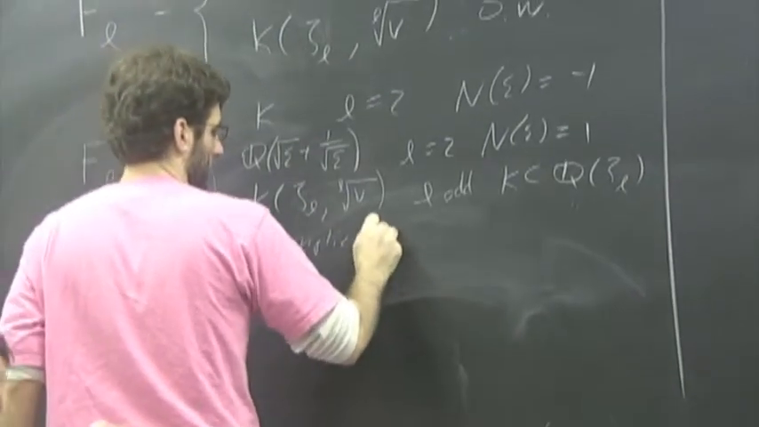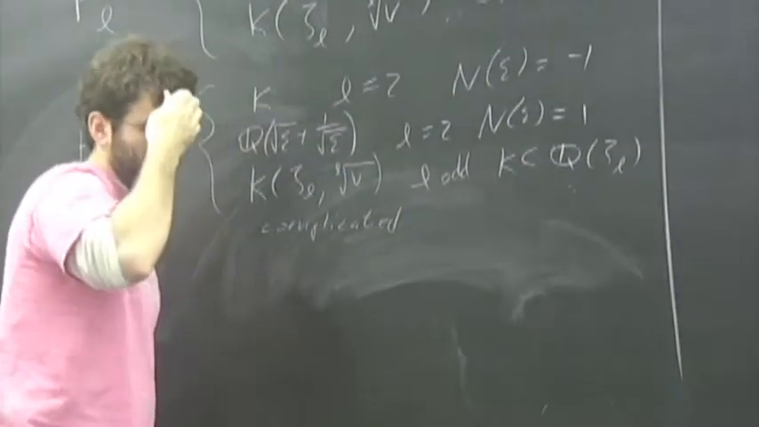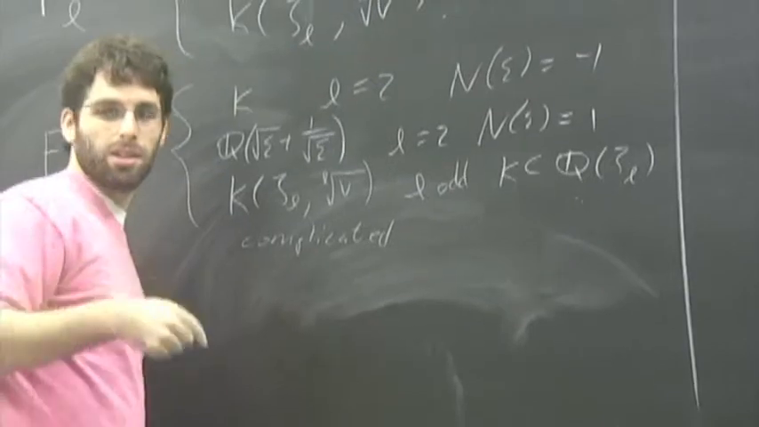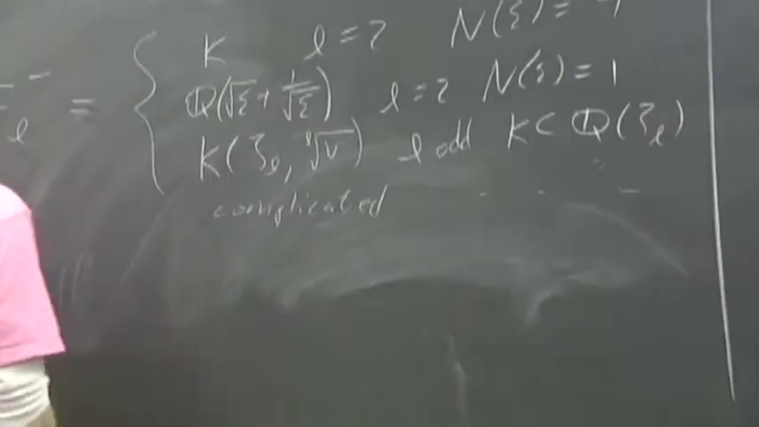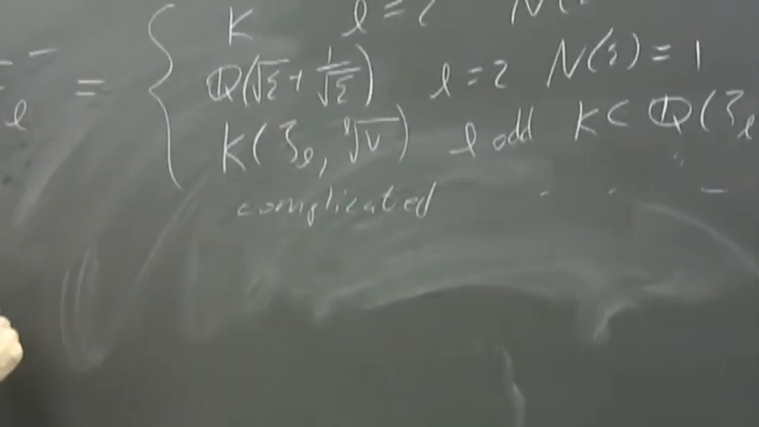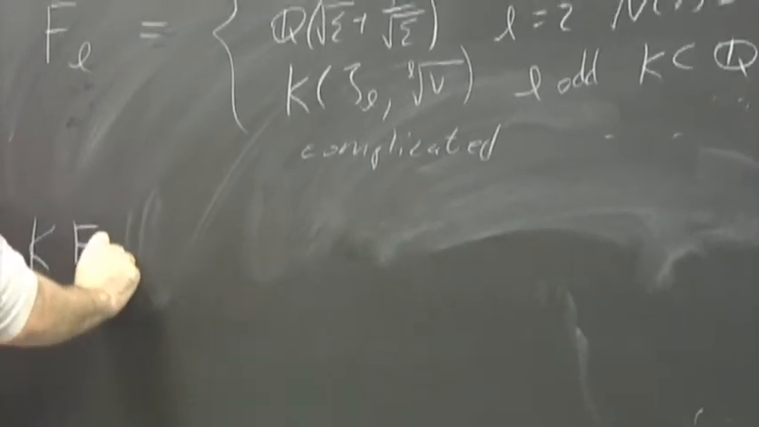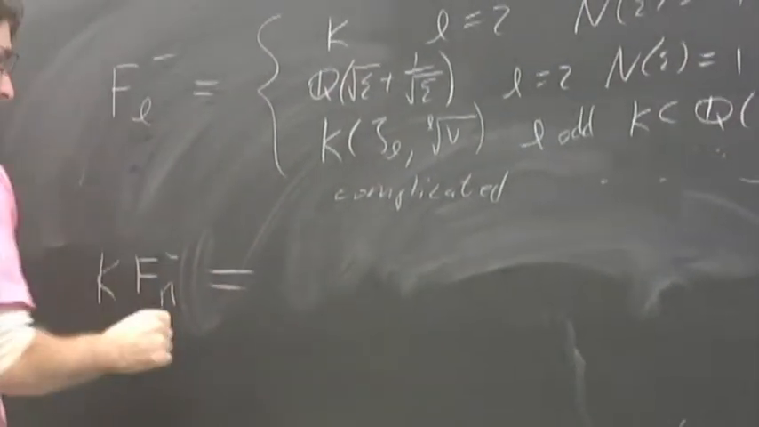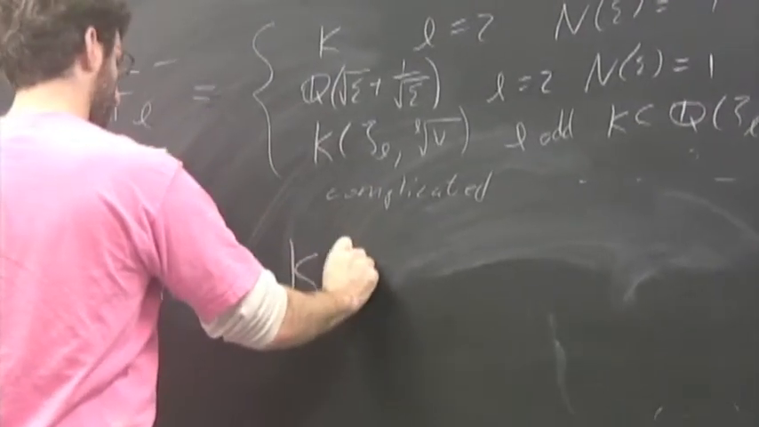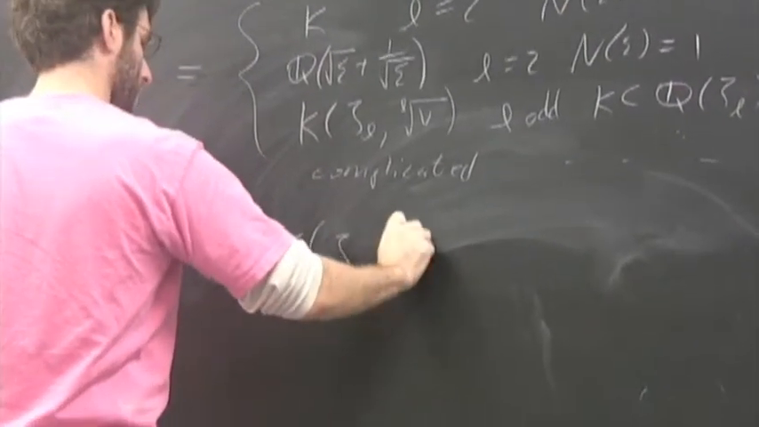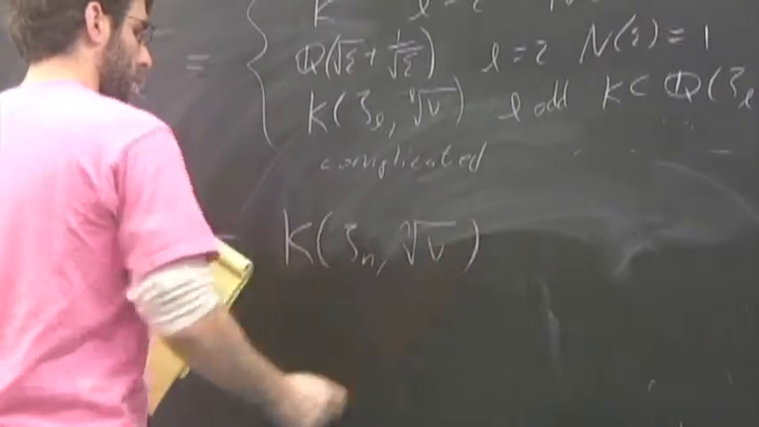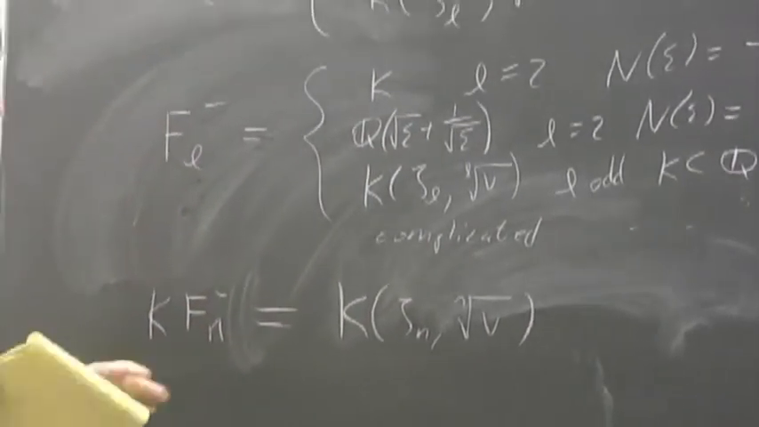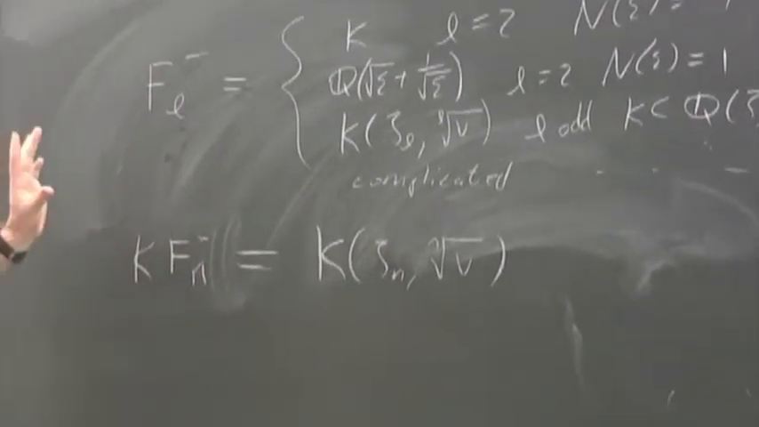It's defined as the fixed field of a specific part of the Galois extension of something. But it's easy to write down the compositum of K with Fn minus. So I'll write that down because that one's nice and easy. This is always K adjoin zeta n through to phi. So it's very easy to get your hands around this.